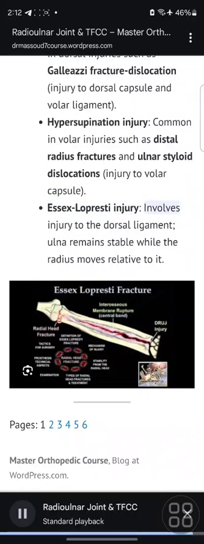Essex-Lopresti injury. Involves injury to the dorsal ligament. Ulna remains stable while the radius moves relative to it.